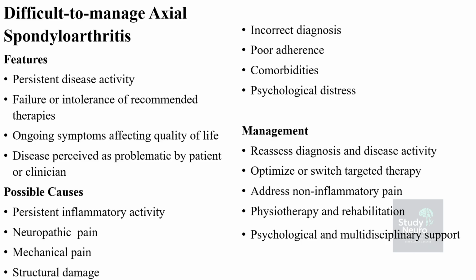A careful reassessment is essential. The diagnosis and current disease activity should be reviewed, while treatment may need to be optimized or changed when inflammation remains active. Non-inflammatory pain should be addressed separately. Rehabilitation also matters. Physiotherapy, exercise, and psychological or multidisciplinary support can improve function and help patients manage the wider effects of chronic disease.